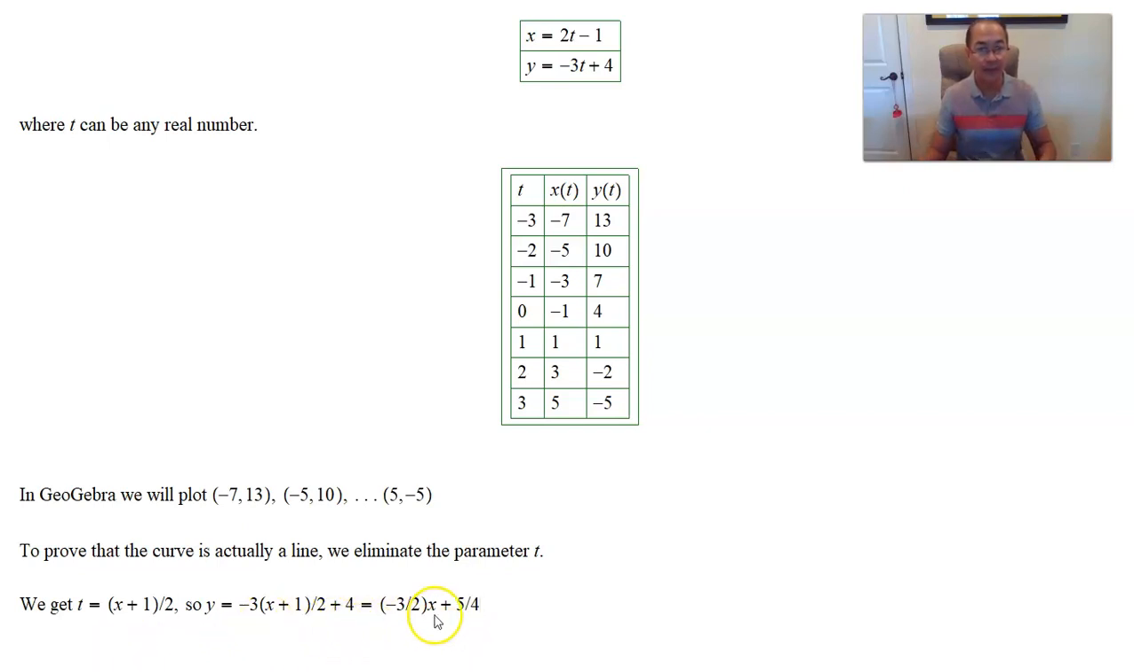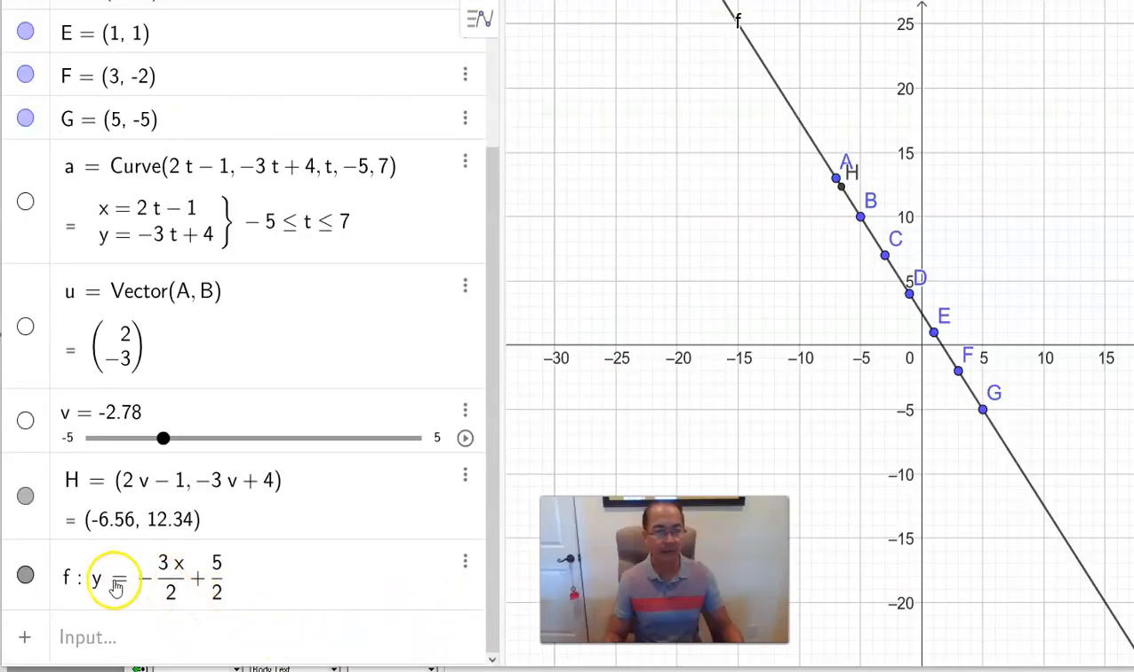Let's graph this line. And we'll see, of course, that it will match the parametric equation. Unless, of course, I made a stupid mistake. It can happen. And you're laughing right now because it did happen. Okay, it should be 5 over 2. 8 minus 3, 5 over 2. Okay, let's go. All right, so there it is. y is minus 3 halves x plus 5 over 2. And, of course, we get exactly the same line that we got using curve. Exactly the same line.